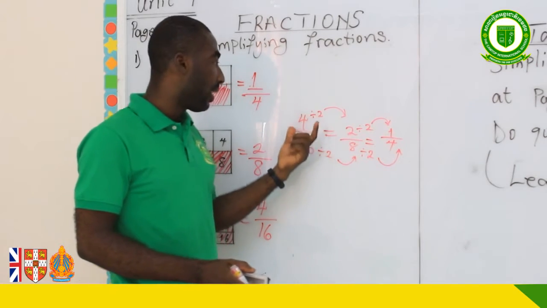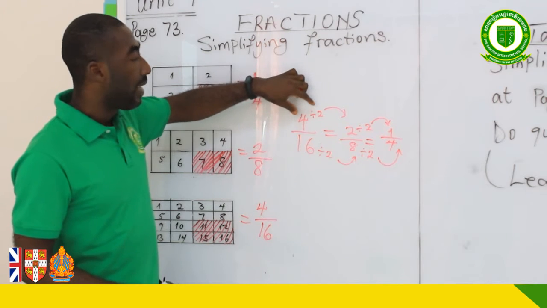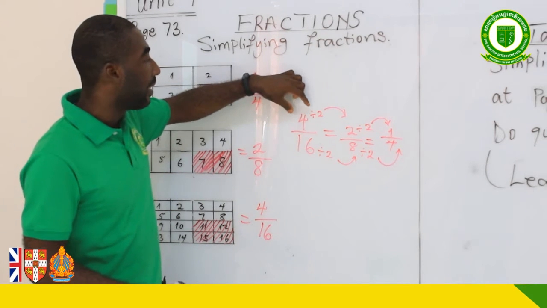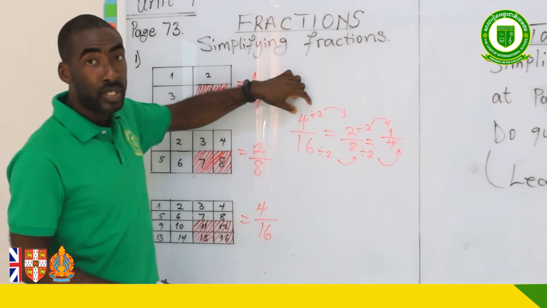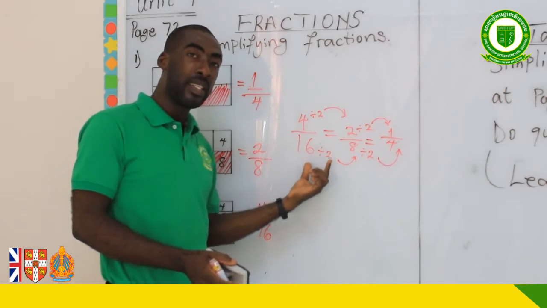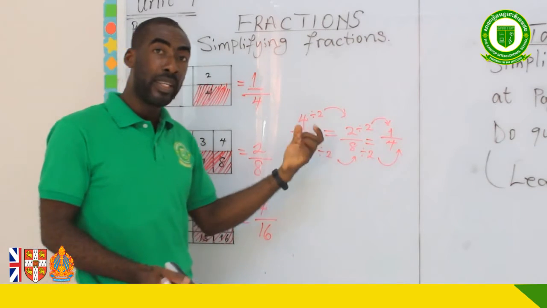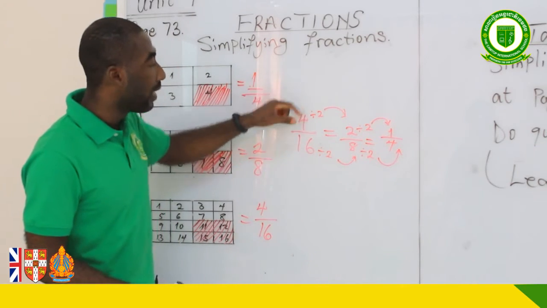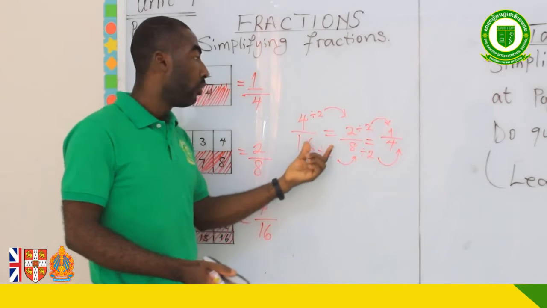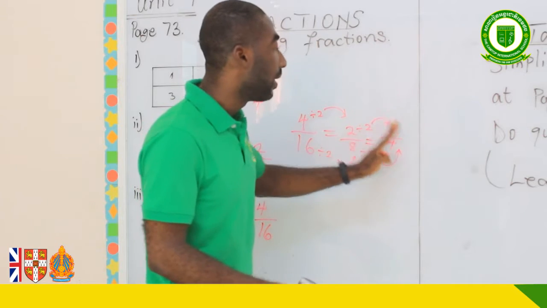So anytime you are simplifying a fraction, you think about a single number that can divide the top number, which is the numerator, and the bottom number, which is the denominator. When you are able to identify a common number that can divide the top one and the bottom one, you go straight away and do your simplification to the next stage.